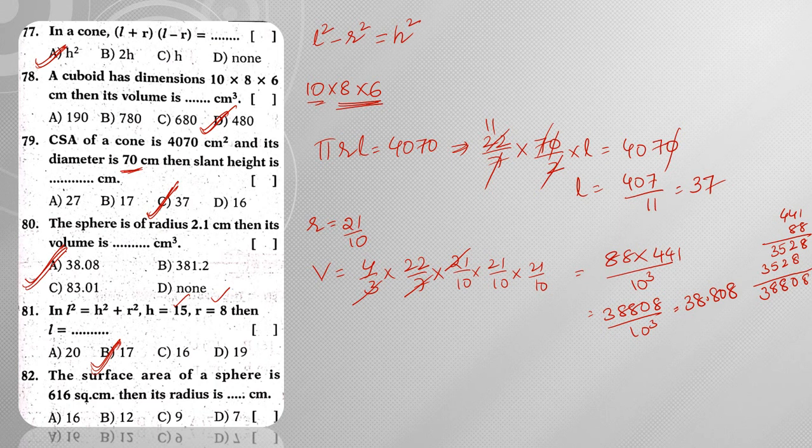Next, the surface area of a sphere is 616 square centimeters. Then its radius is? So surface area is given by 4 pi r square. So 4 pi r square is equal to 616, which is given by 4 into 22 by 7 into r square is equal to 616.